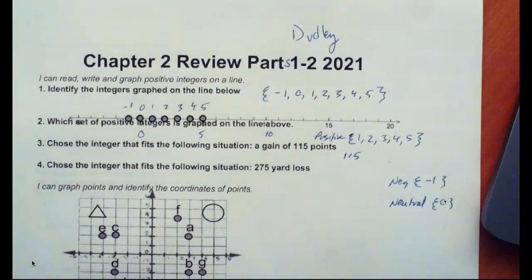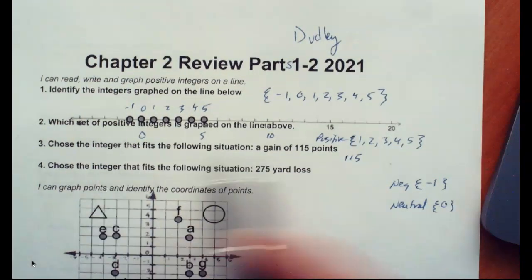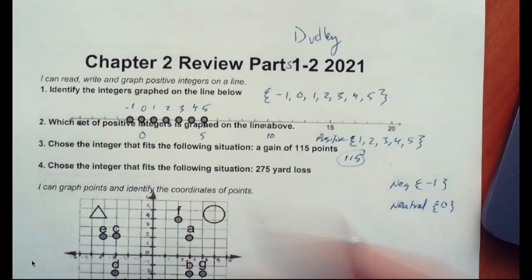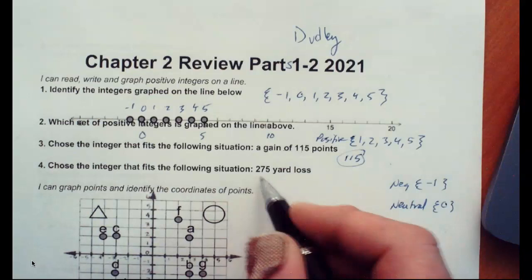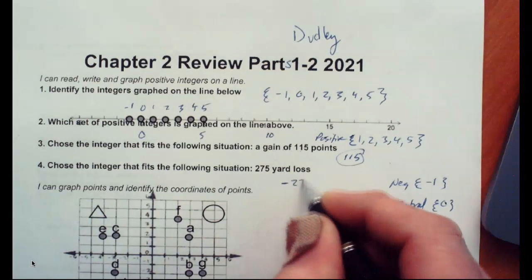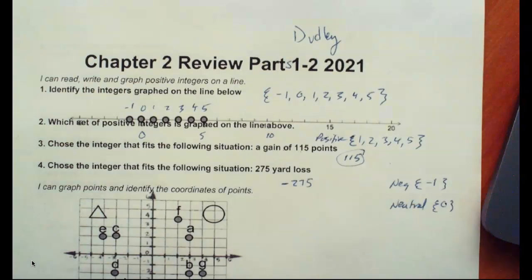Okay, now we'll get back. Integer, 115 points. There's the integer. It would be 115, no label. Choose an integer that fits the following situation. A 275-yard loss. Sounds like the Vikings. That would be a minus 275.